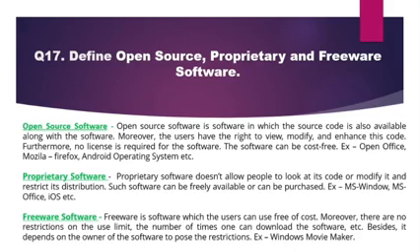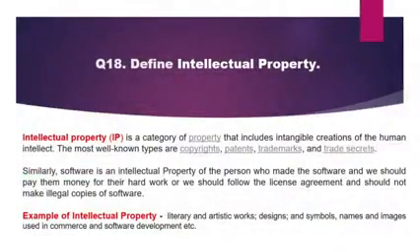Then come to question number 18, that is, define intellectual property. What is intellectual property? Intellectual property is a category of property that includes intangible creations of human intellect. The most well-known types are copyrights, patents, trademarks, and trade secrets.